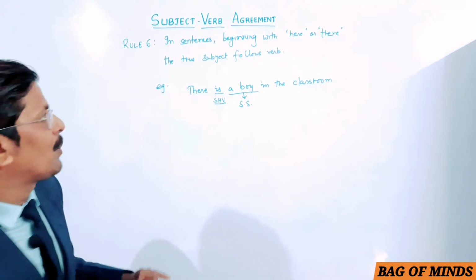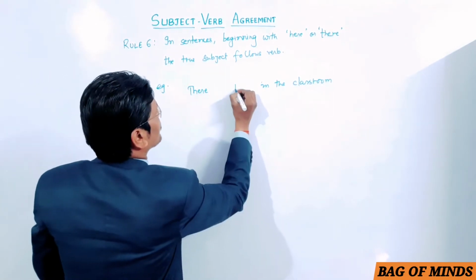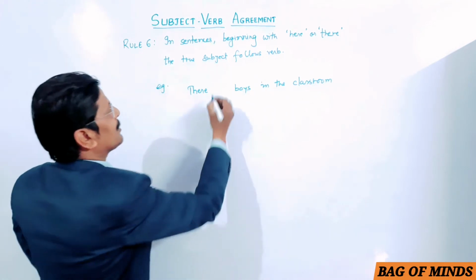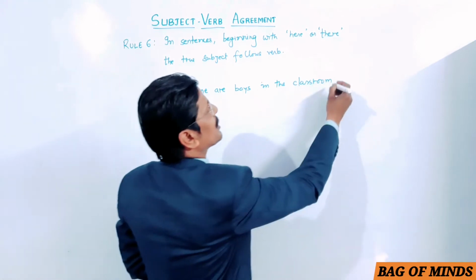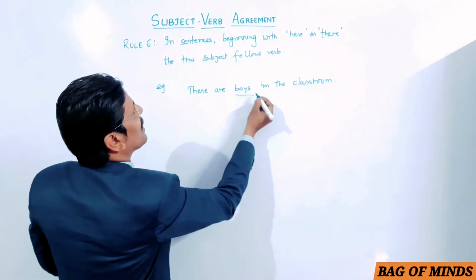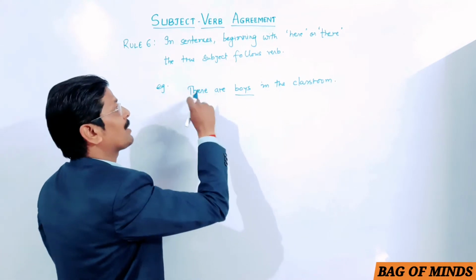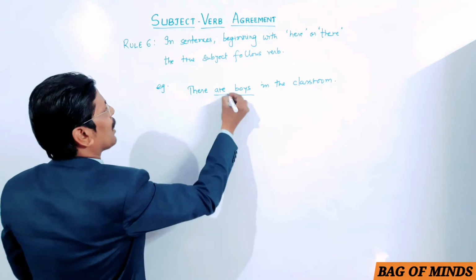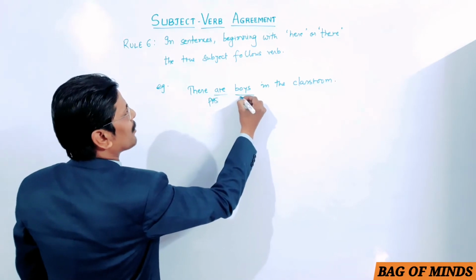Let me just quickly twist the situation. Let's say I wrote the word boys. So, there are boys in the classroom. Did you notice? I have to identify the real subject, especially in the case of there and here. Here we have a plural helping verb, and this is our plural subject.